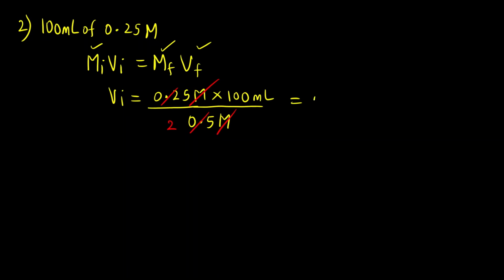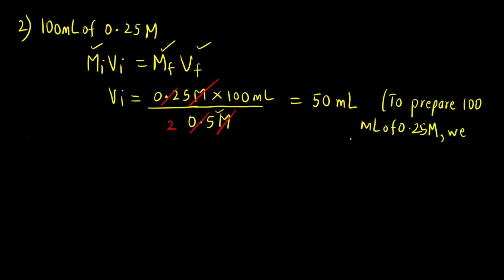So again we will take 50 ml from the 0.5 molar solution. To prepare 100 ml of 0.25 molar solution, we require 50 ml of 0.5 molar solution.